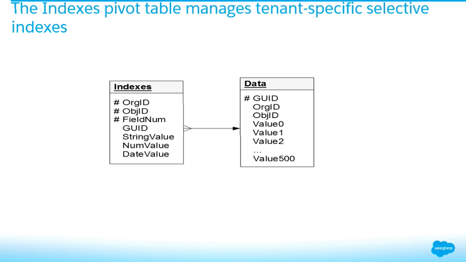So what we have to do is create this thing called an index table. On the left-hand side, we have the index themselves. So it's the org ID, object ID, and field num as the key, the global unique identifier, which links back to the data table, and then we have 3 fields: string, number, and date. What we do is we copy the data out of that column and stick it into the appropriate field in the index table. So now we can use the Oracle indexes to pick it up and make it work.